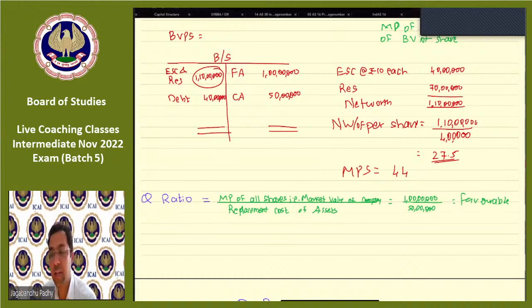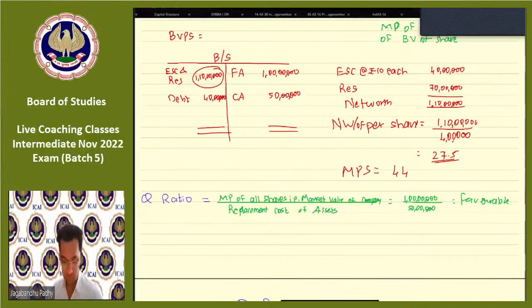Karthik, net worth is the owned funds that we are talking of. Owned funds means equity share capital and the reserves. Look at any company balance sheet, you find equity share capital and reserves. That's what you mean by the owned funds. The equity share capital and reserves totaling up is what we call net worth or proprietary funds.